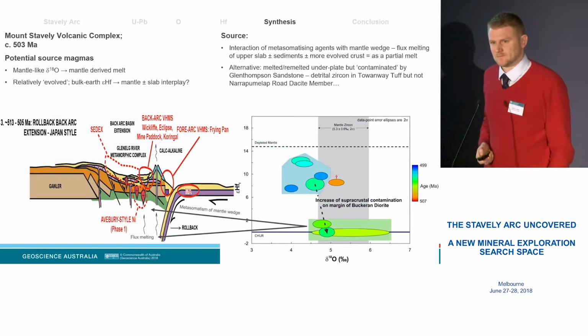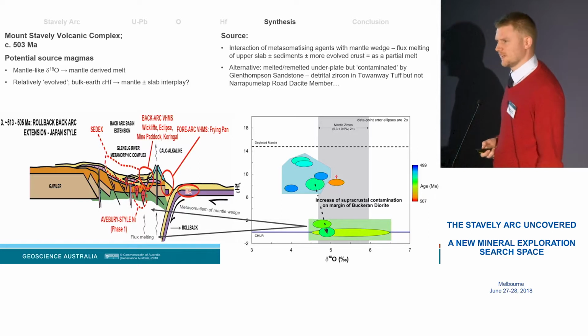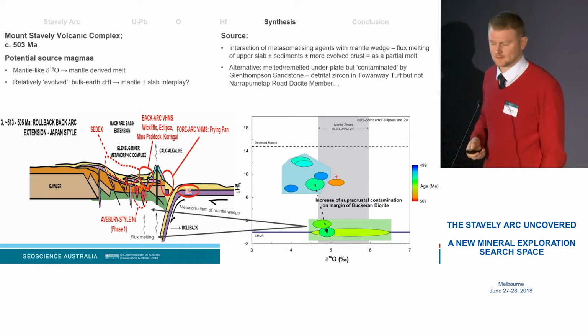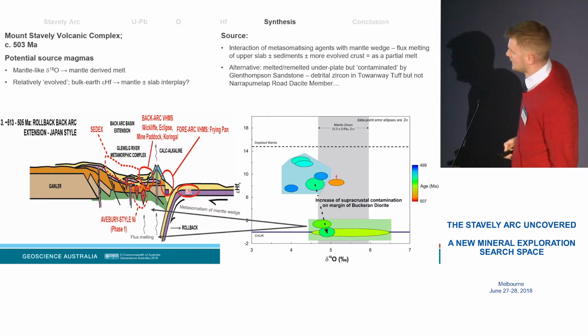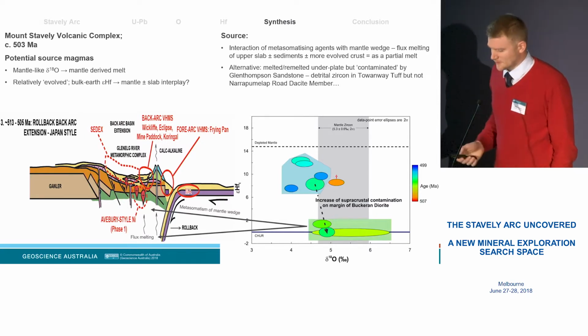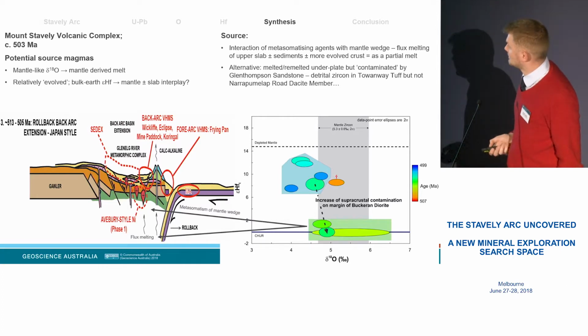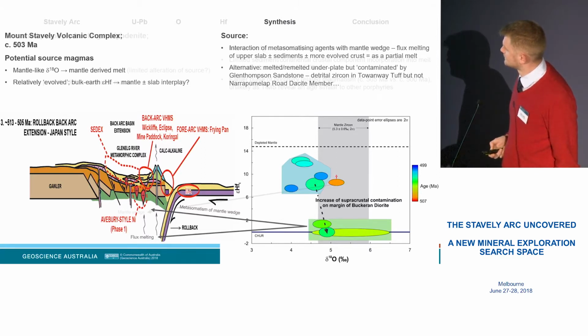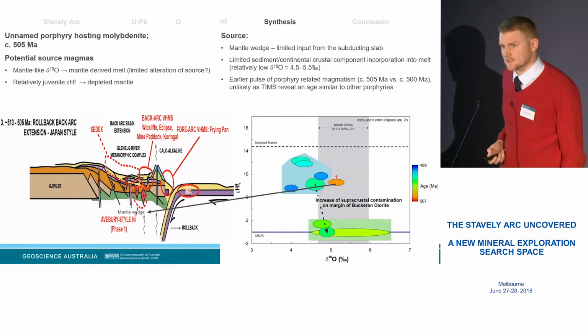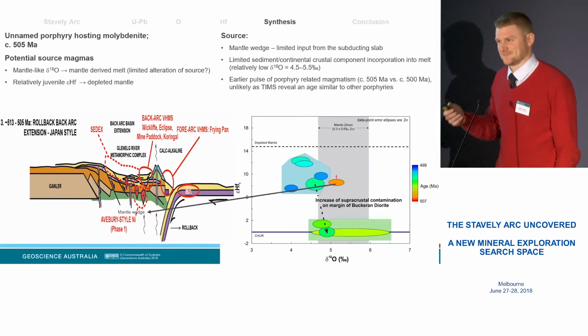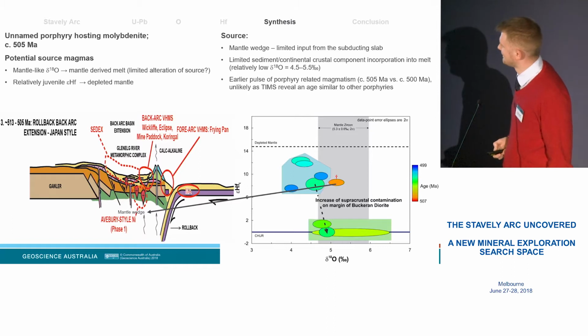So we can start arm waving a little bit now about where we think things are melting and how they're going up into the crust and getting emplaced. In the sense of the Mount Stavely Volcanic Complex, we interpret, based on its isotopes and age, that there is some melting going on of the mantle wedge, some metasomatism, and that it's coming up and being erupted. Similar source potentially for the mysterious porphyry.